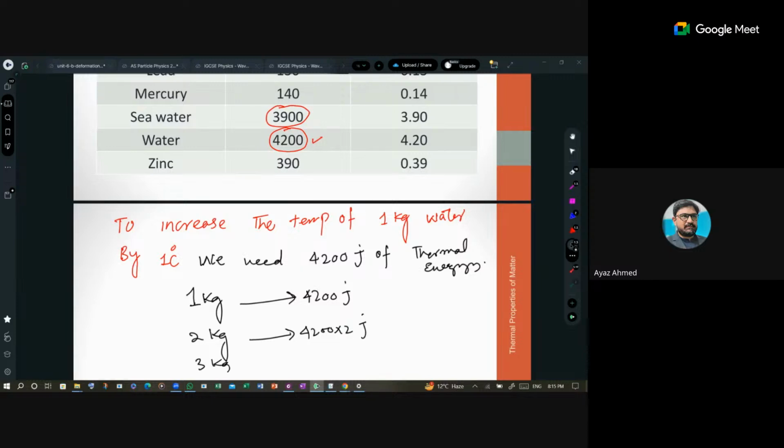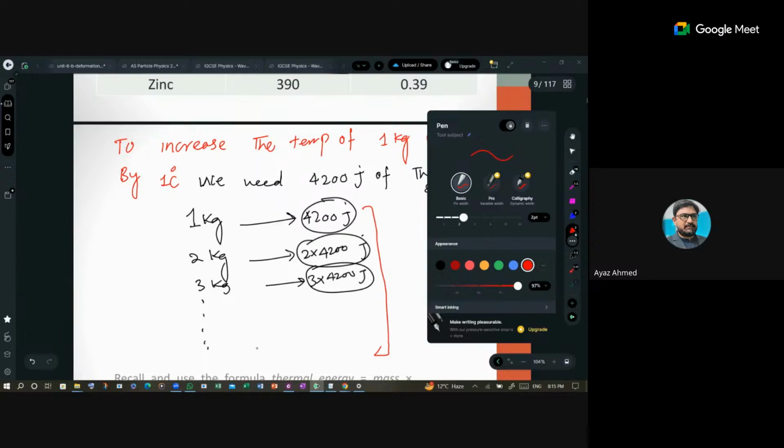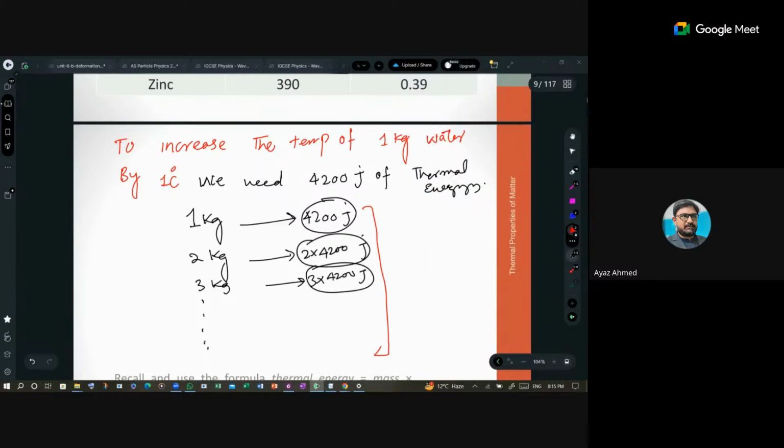For 3 kg, 3 times 4200, and so on. So you keep going: 4200, 3 times 4200, and so on. If I increase the amount of mass, what will happen? The heat would be increased. More and more heat is required, but the specific heat capacity is not changed. Specific heat capacity is the same. Specific heat capacity is the heat required for 1 kg.